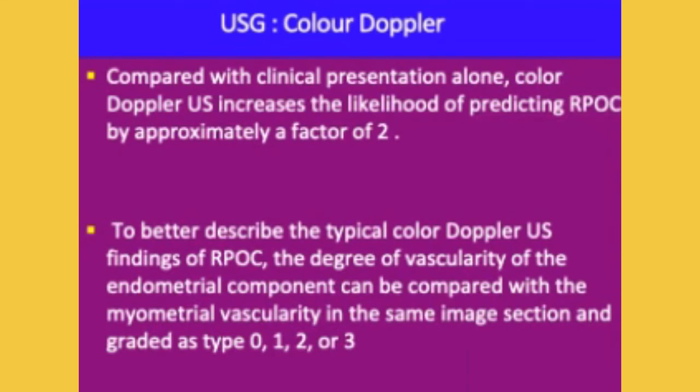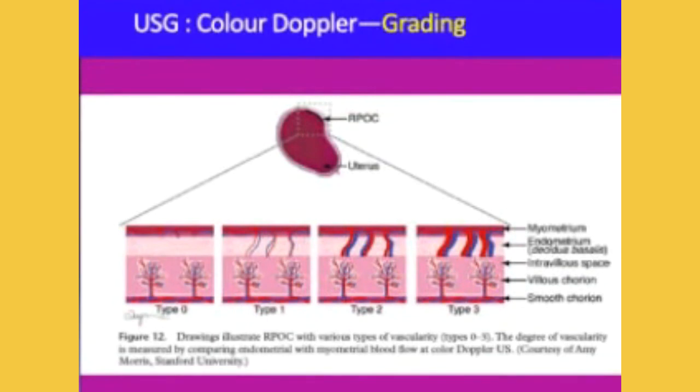To better describe the typical color Doppler ultrasound findings, the degree of vascularity of the endometrial component can be compared with the myometrial vascularity in the same image section and can be typed or graded as type 0, 1, 2, 3. So what are these types 0, 1, 2, 3? First we should see here that in type 0, there is no vascularity in the decidual basalis region. In type 1, there is minimal vascularity. In type 2, there is mild vascularity. And in type 3, there is moderate vascularity.